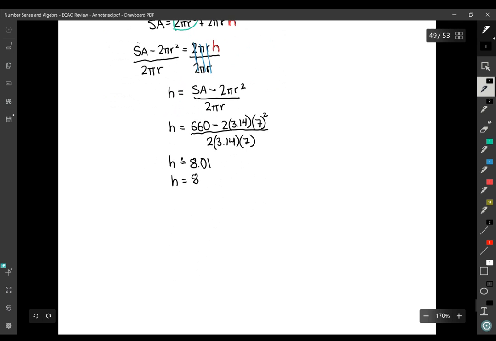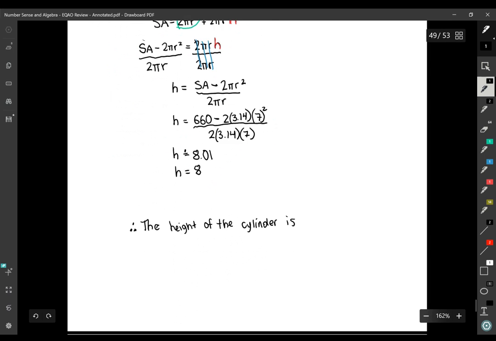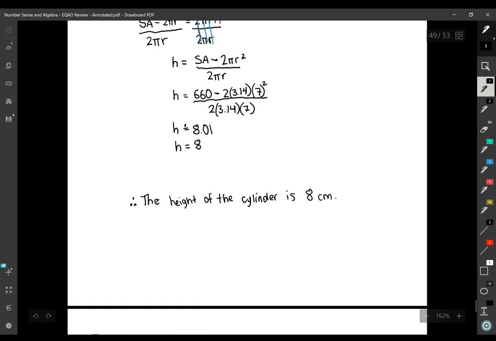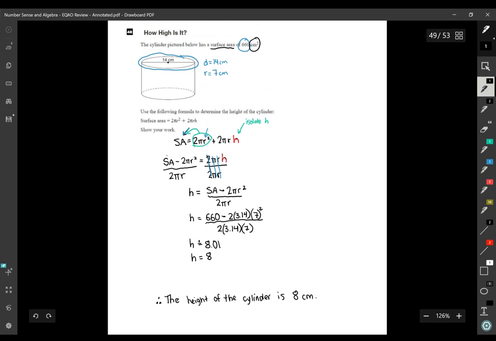Therefore, the height of the cylinder is, now what unit are we in? Our unit is centimeters squared, so that means our height is going to be in centimeters. So the height of the cylinder is 8 centimeters. I always include units in my concluding statement. All right, so that is question 48 for you.